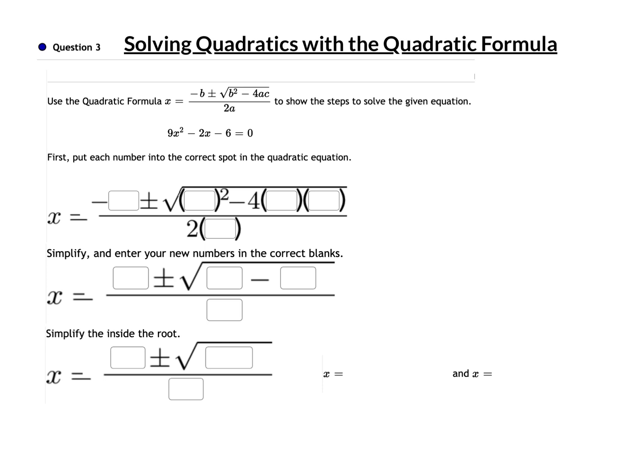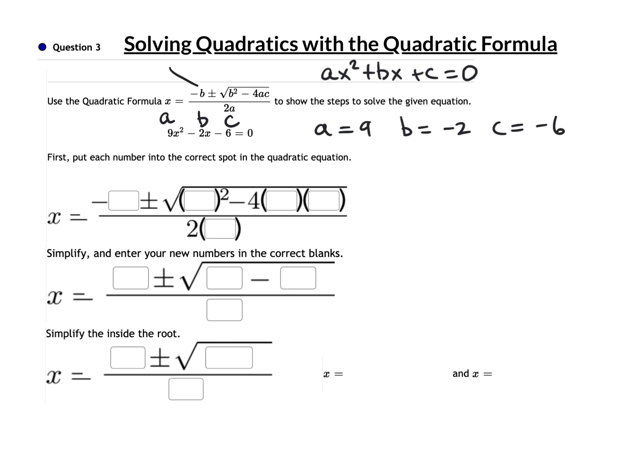Question 3. Make sure the quadratic is equal to 0 in standard form. Ax squared plus bx plus c is what we're looking for, equal to 0. A is in front of the x squared, b is in front of the x, c is the last number. A is 9, b is negative 2, and c is negative 6.